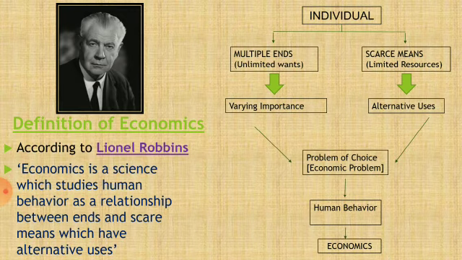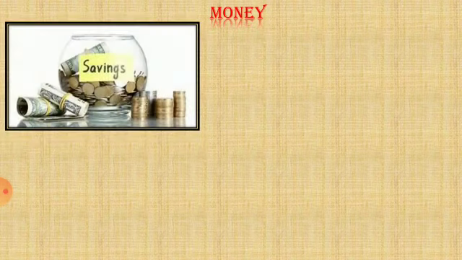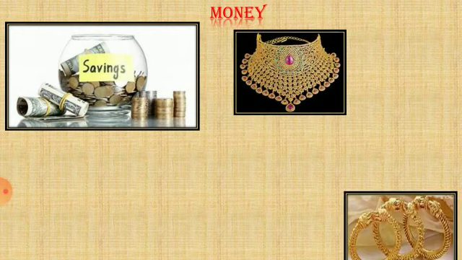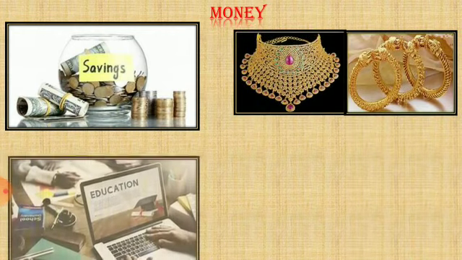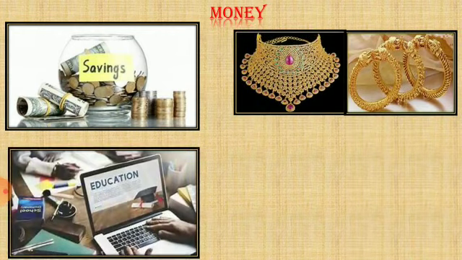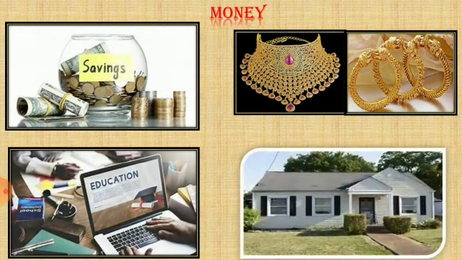Now let me give you one more example. Take the example of money as a resource. I can use money to save, or I can make jewelry out of the money that I have, or I can use that same money for educational purpose, or I can use that money to buy a house. Now I see that the resource of money is limited. I don't have it in abundance that I can buy all these things that I have shown here.